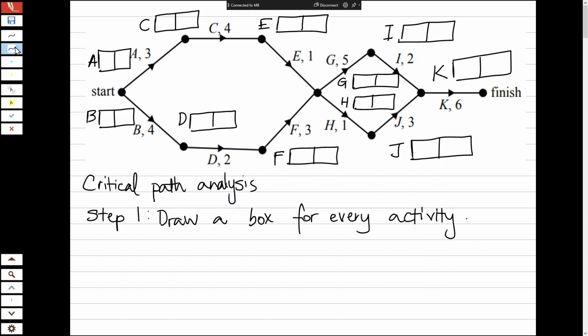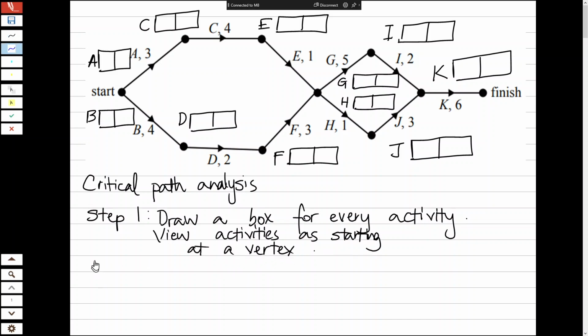All right. So, I know it sounds simple. A lot of students are too lazy to draw the boxes. If you don't draw the boxes, you will probably get the question wrong. So, please make sure you follow step one. Draw a box for every activity. And I want you to view, we are viewing activities as starting at a vertex.